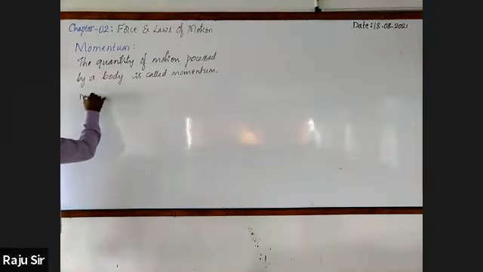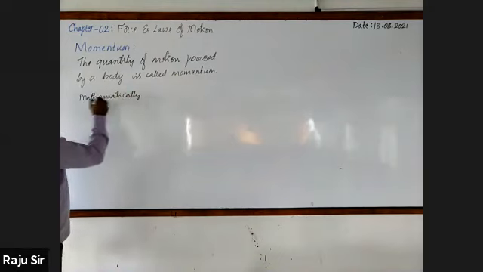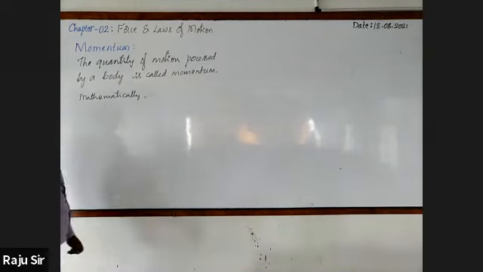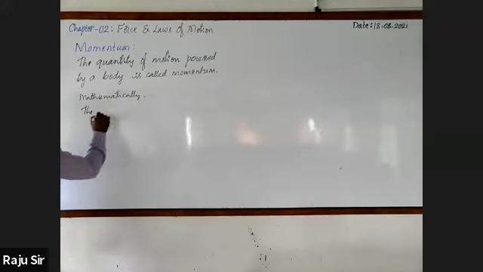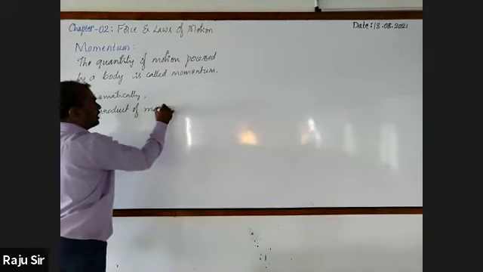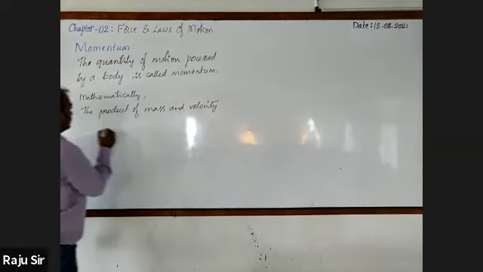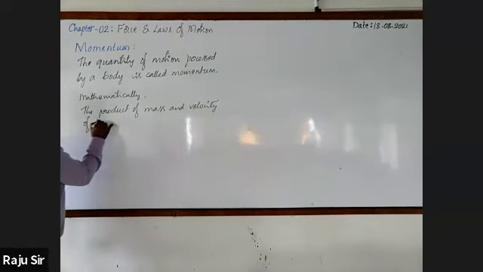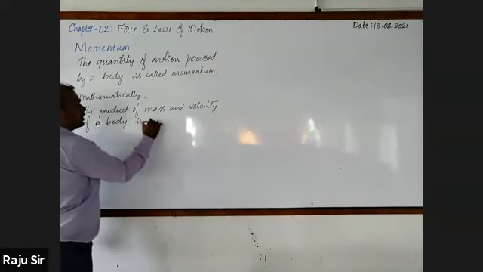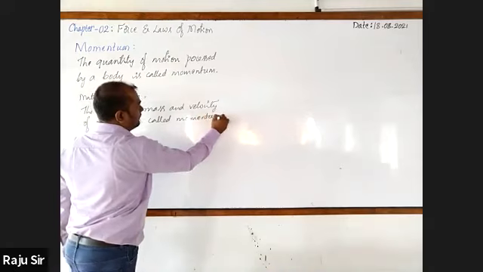Now, the mathematical definition. How do you define it? The product of mass and velocity of a body is called momentum.